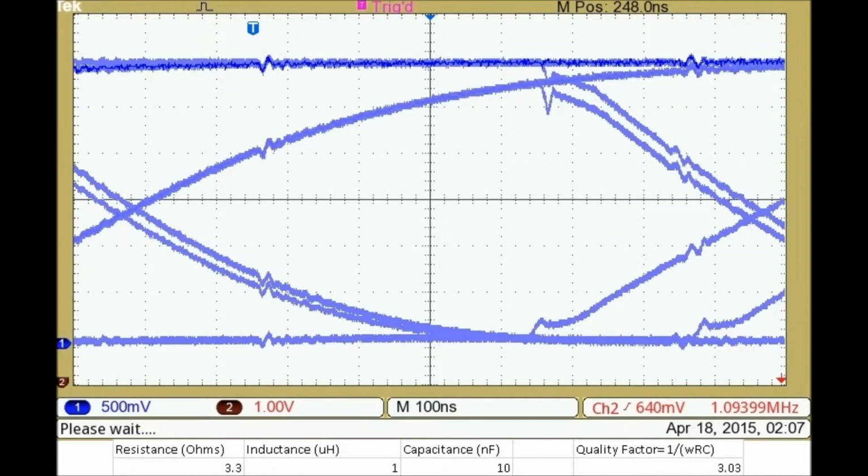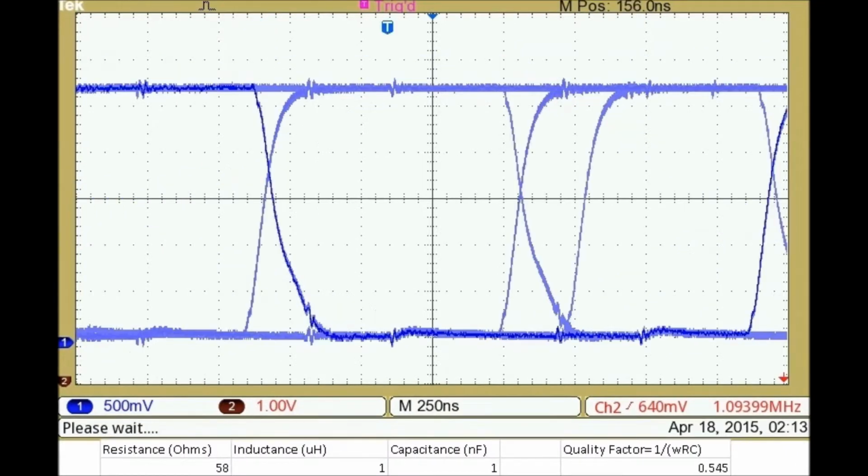The third circuit has parasitics of 3.3 ohms, 1 microhenry, and 10 nanofarads. The eye is clearly not as prominent, and the quality factor decreased to 3.03. Since increasing the capacitance from 1 to 10 nanofarads was the only change, that must be what affected the eye so significantly. For the fourth circuit, inductance remained at 1 microhenry and capacitance went back to 1 nanofarad, but the resistance was increased from 3.3 to 58 ohms. It seems that increasing the resistance to this amount reduced the overshoot. Other than that, it looks approximately the same to the other clean eye diagrams.